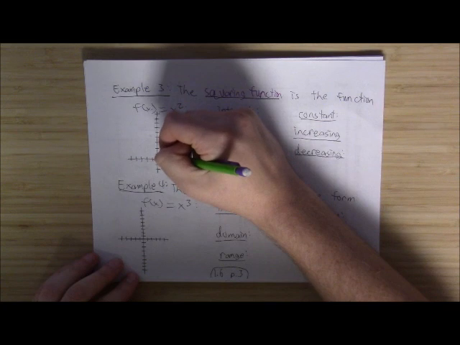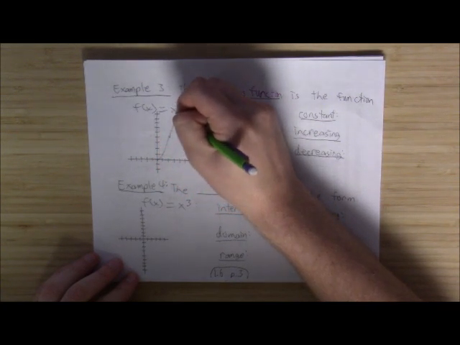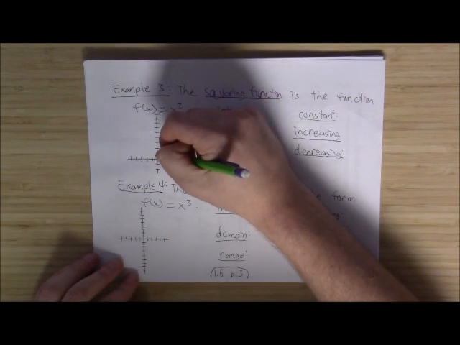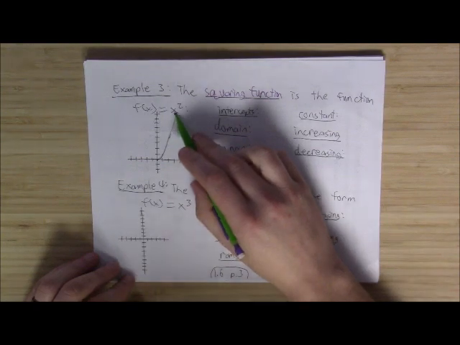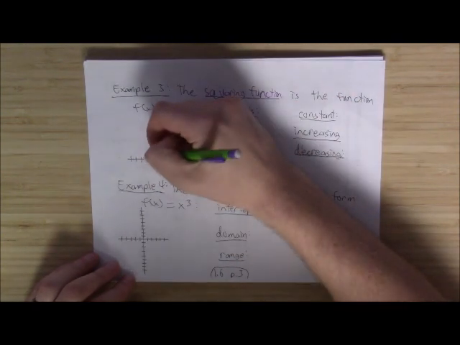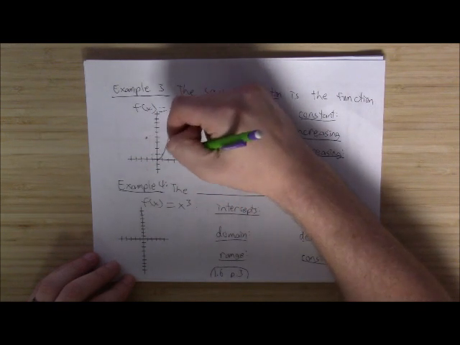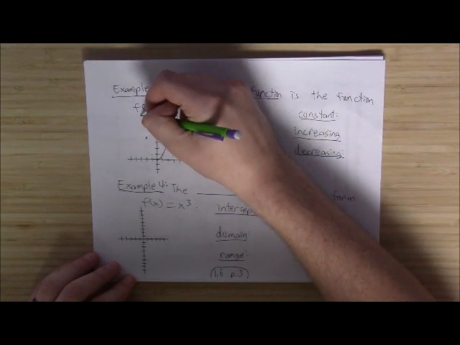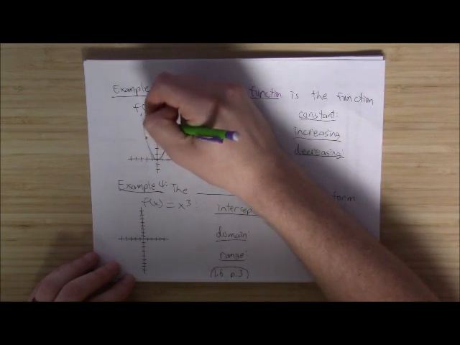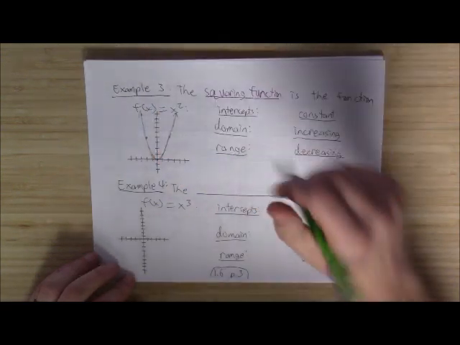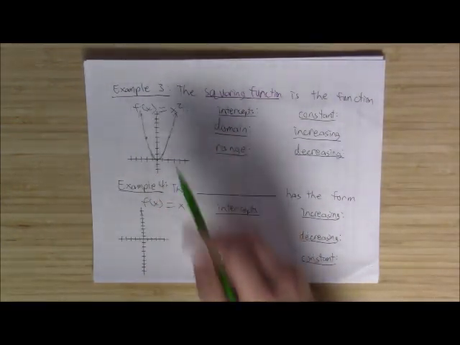Of course, we've seen already that this is symmetric with respect to the y-axis. But another way to think about it is that if you plug a negative in, squaring it gives you the positive value. So it looks like just a standard parabola.